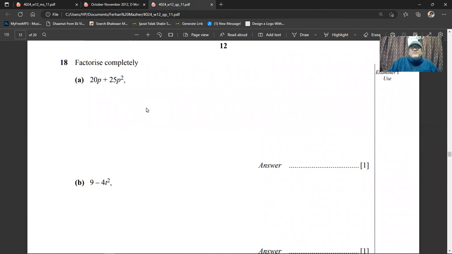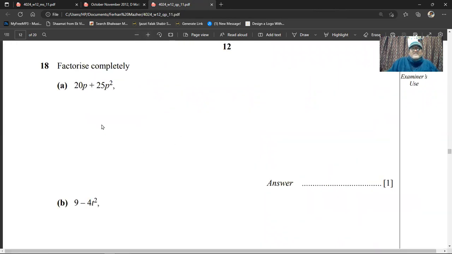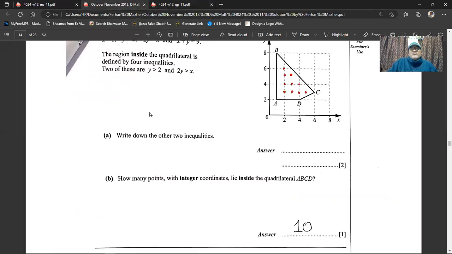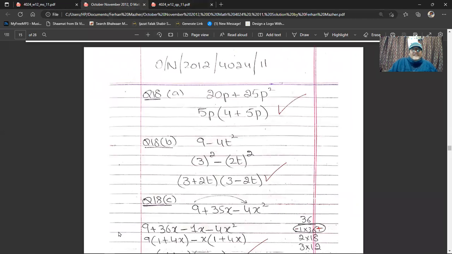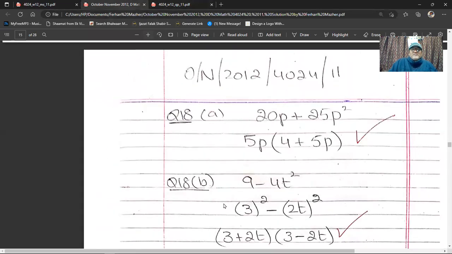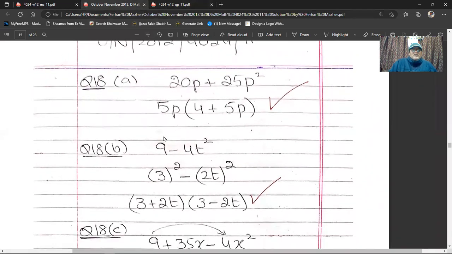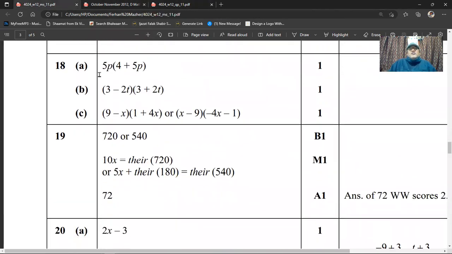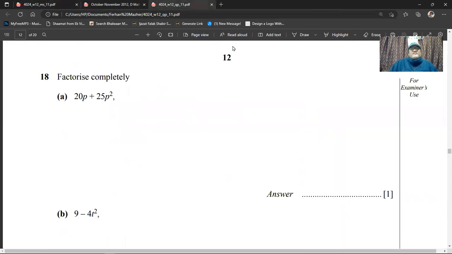It says factorize completely. So they want us to factorize this, 20p plus 25p square. 5 can be taken common and the p can be taken common. That's the first rule of factorization: if something is common, take it common. 5p is common, so you are left with 4 plus 5p in the bracket. So 5p bracket 4 plus 5p, that is the answer. Our answer is right, sir.